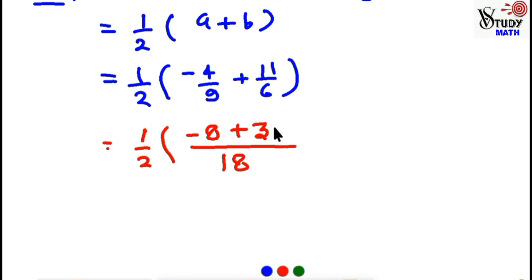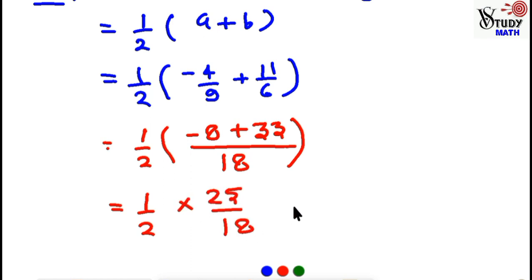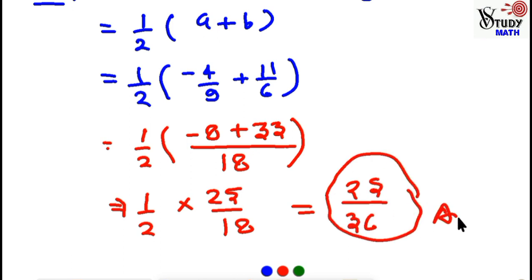One number is positive and one is negative, so we are going to subtract. After subtracting, what do we have? We have 25 upon 18, and the final answer will be 25 upon 36. This is the answer of this question. The first question is solved here.